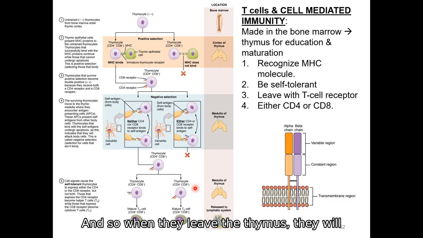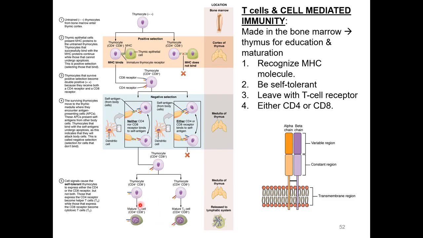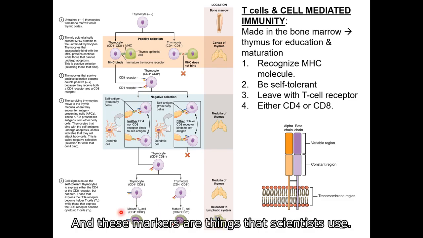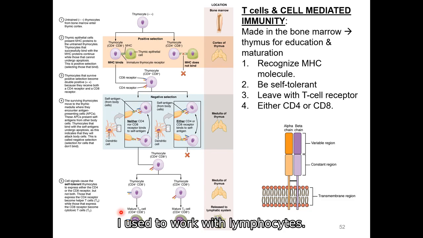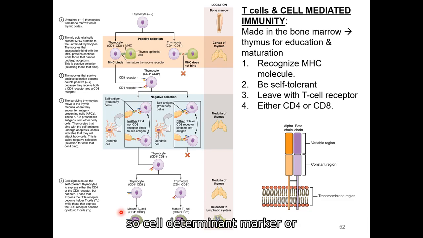And so when they leave the thymus, they will either get a CD4 marker or a CD8 marker. These markers are things that scientists use. I used to work with lymphocytes. All lymphocytes look alike, and so I would have to sort out my cells based on this CD, so cell determinant marker or cluster of differentiation marker.